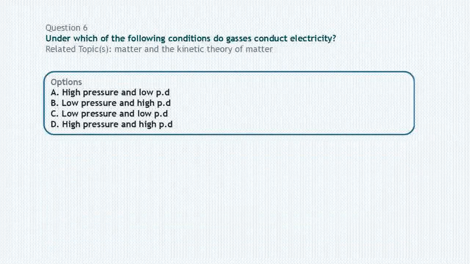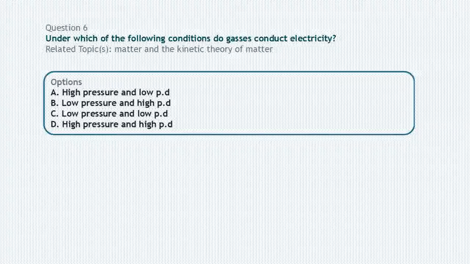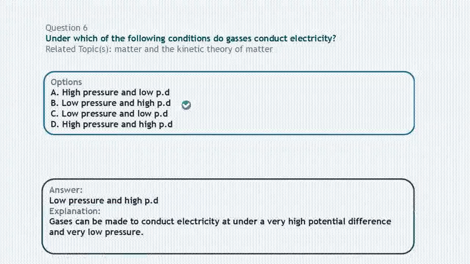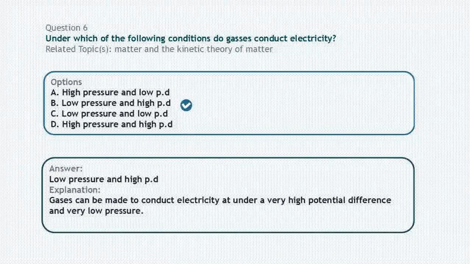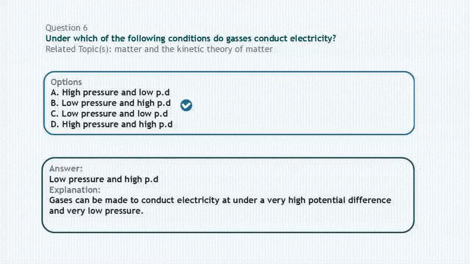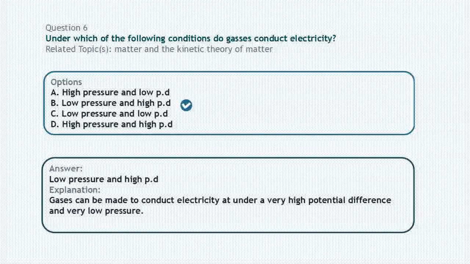Next, on matter, under which of the following conditions do gases conduct electricity? Gases can be made to conduct electricity at very low pressure and high potential difference, high voltage. So low pressure and high voltage, this is the condition that is required for gas to be made to conduct electricity.